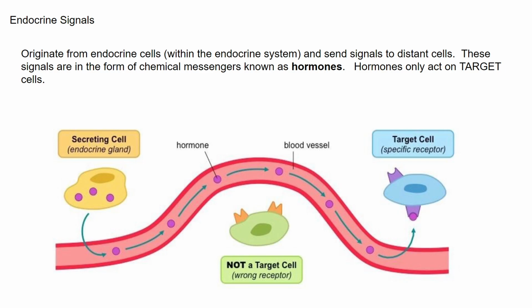Bloodstream. Yeah, it's the bloodstream, the blood vessel. We've got a secreting gland, an endocrine gland, that sends off these hormones or ligands. They travel through the body to the target cell that has the specific receptor to send that message to that cell. Now, it doesn't hit the ones that don't have that receptor.